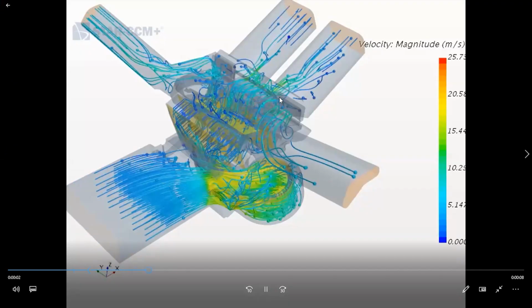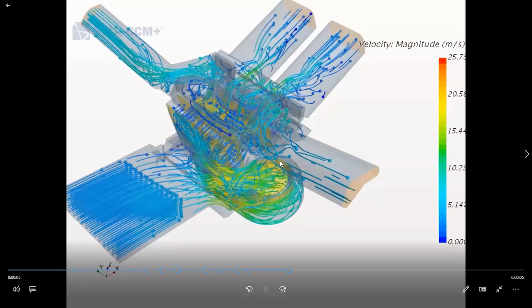So this is the flow behavior and flow passage inside the HVAC unit.